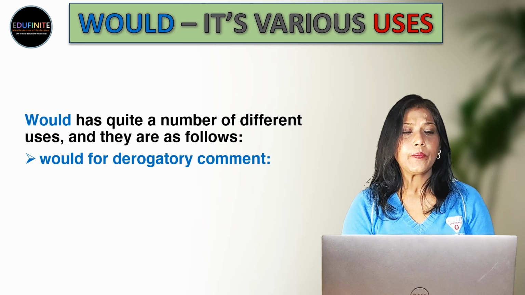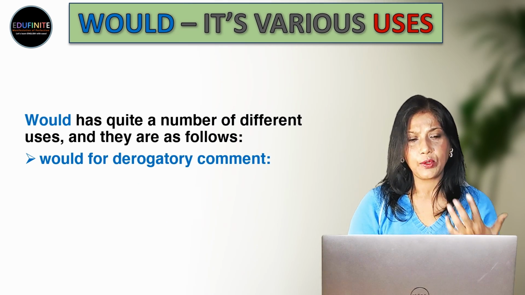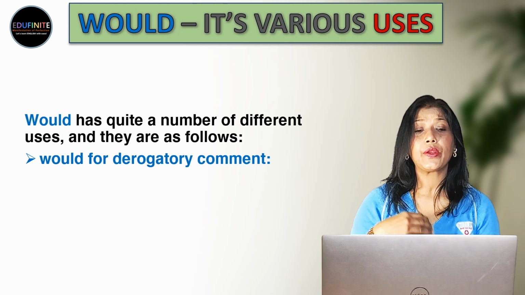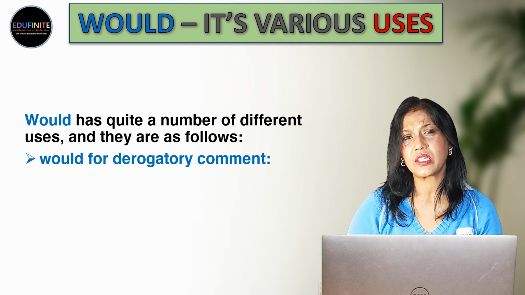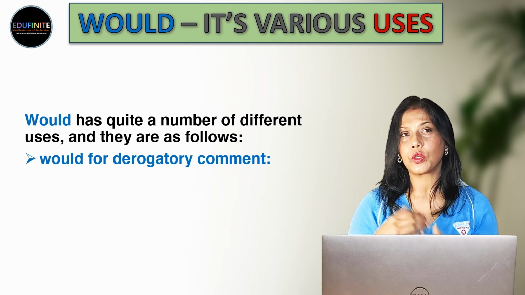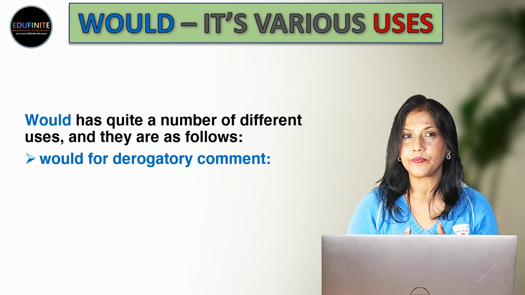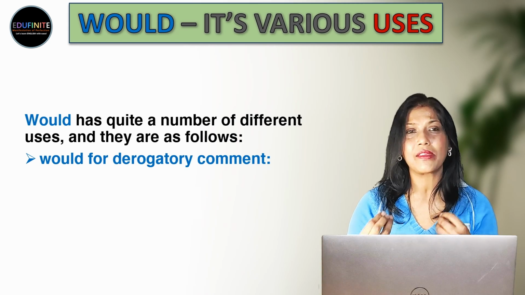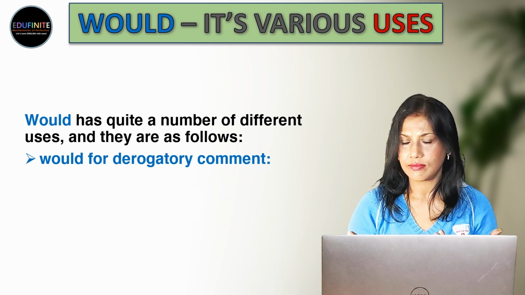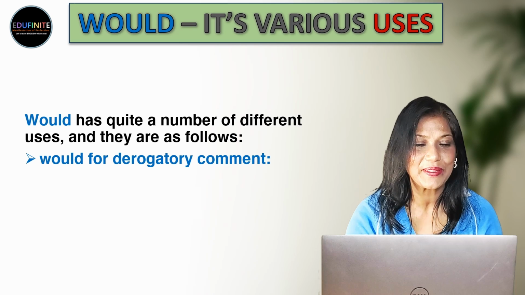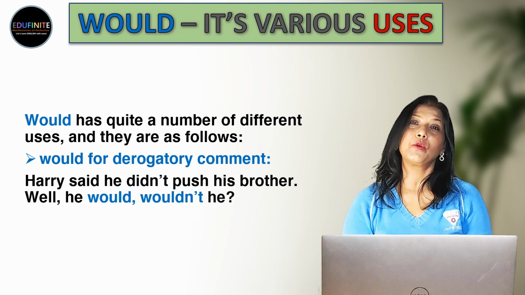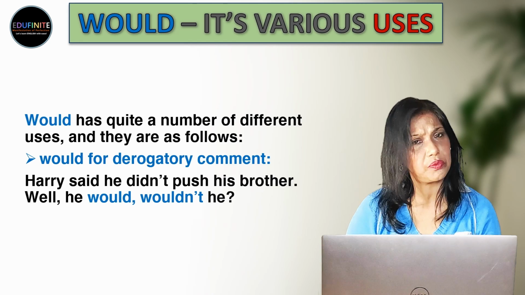And lastly, I'll conclude with this. Would is used for derogatory comment. That means if we don't like a person, or we want to say something bad about that person, then we sometimes use would. For example, Harry said he didn't push his brother. Well, he would, wouldn't he?